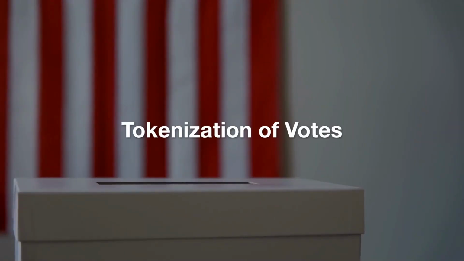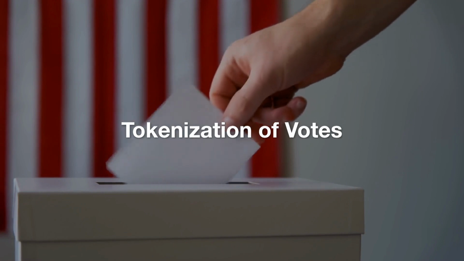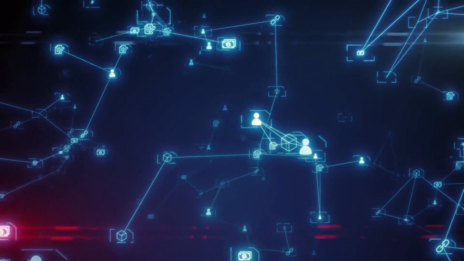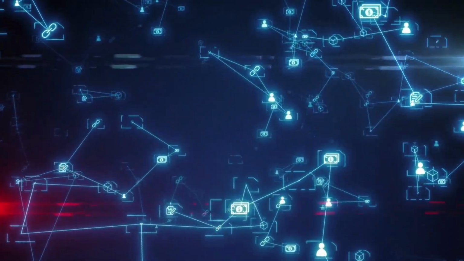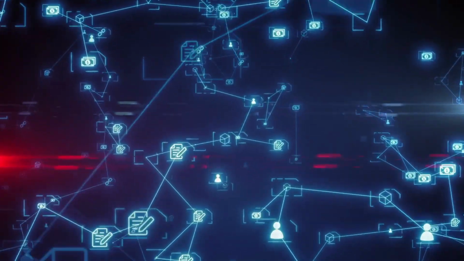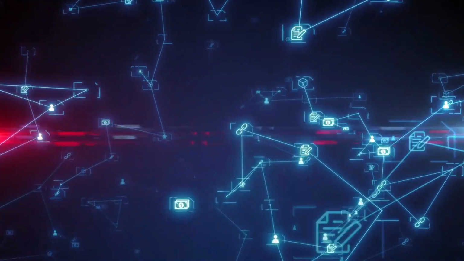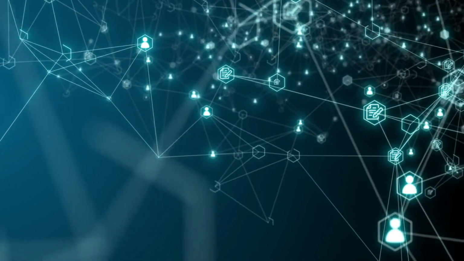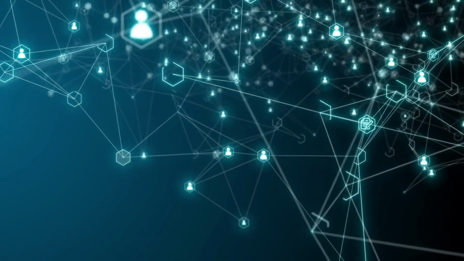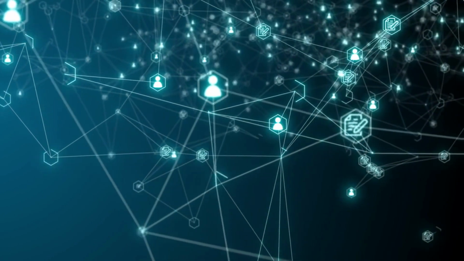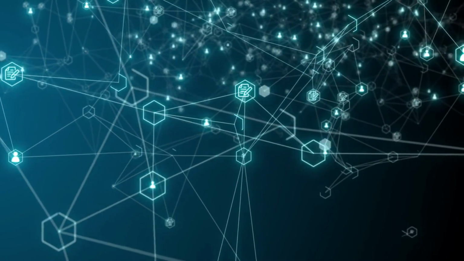Tokenization of votes. But let's take it one step further with the concept of tokenization. With blockchain, votes could be tokenized, meaning each vote becomes a digital token that is linked to a specific voter identity, authenticated but anonymized for security. Imagine that each registered voter receives a unique token that they use to cast their vote. These tokens can only be used once, eliminating the risk of double voting or unauthorized votes.